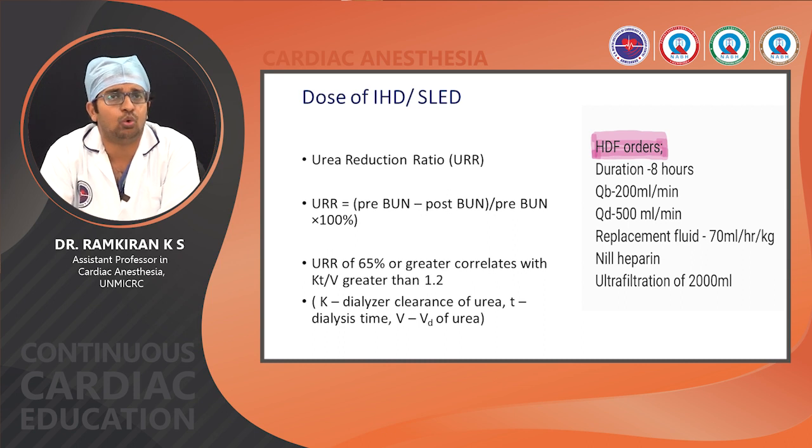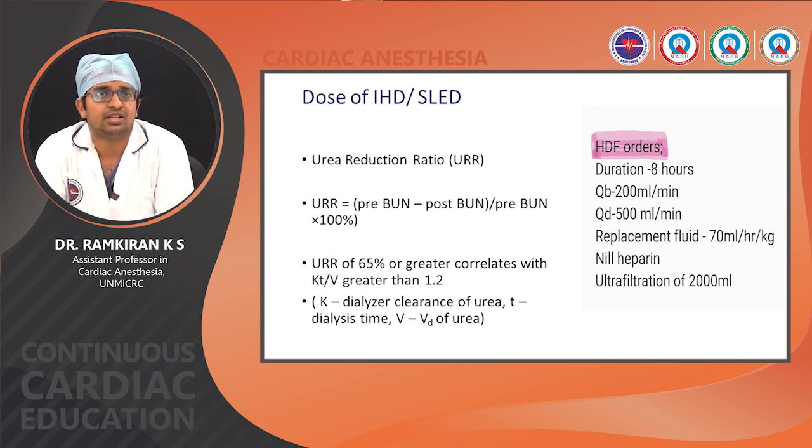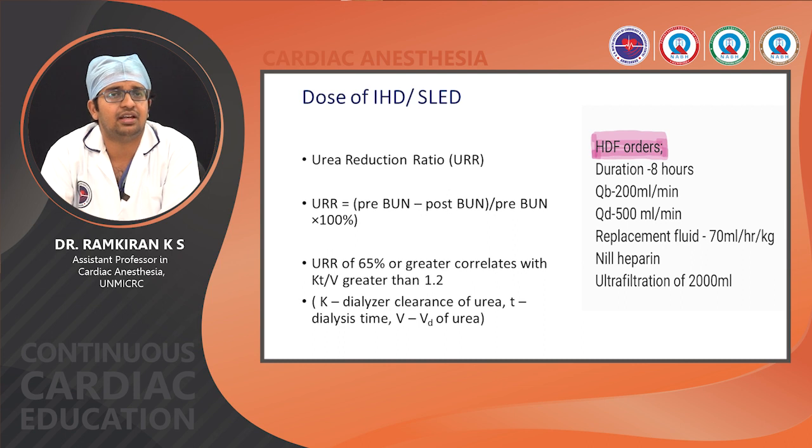So how do you usually dose them? If you are giving a dose for intermittent hemodialysis, there is something called urea reduction ratio, which is pre-dialysis urea minus post-dialysis urea, divided by pre-dialysis BUN, into 100. So ideally, if it is more than 65%, then it correlates to Kt/V of greater than 1.2. So that dose is considered adequate. So what is Kt/V? K is the dialyzer clearance of urea, T is the dialysis time, and V is the volume of distribution of urea.